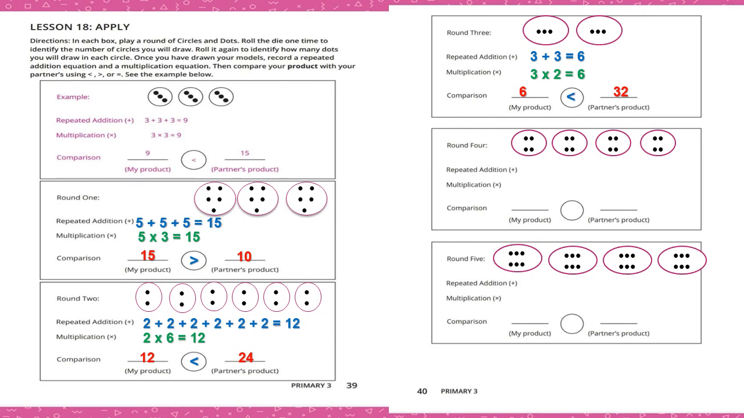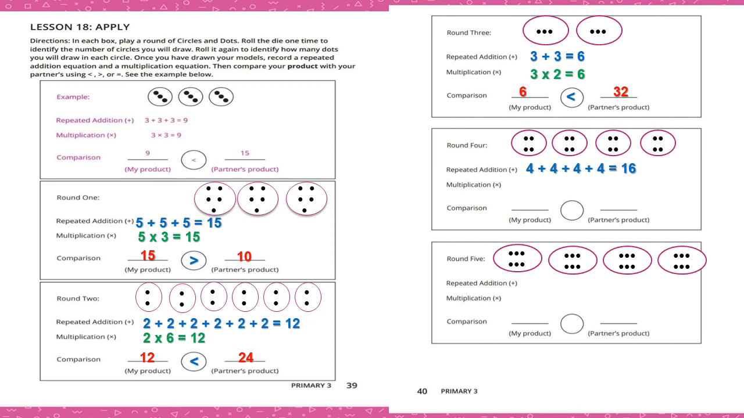Number 4, we have 4 circles and each circle has 4 dots. So we find that 4 repeated 4 times. So we add 4 4 times. 4 plus 4 plus 4 plus 4. 4 plus 4 equals 8. 4 plus 4 equals 8. 8 plus 8 equals 16.